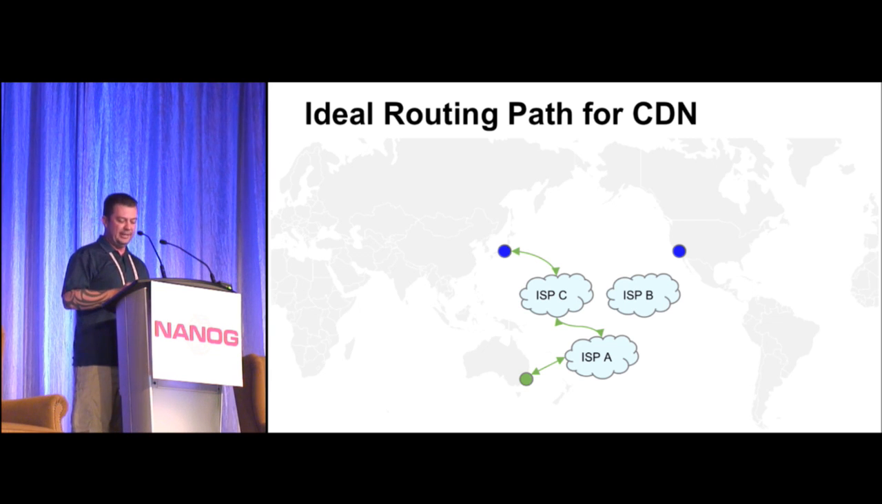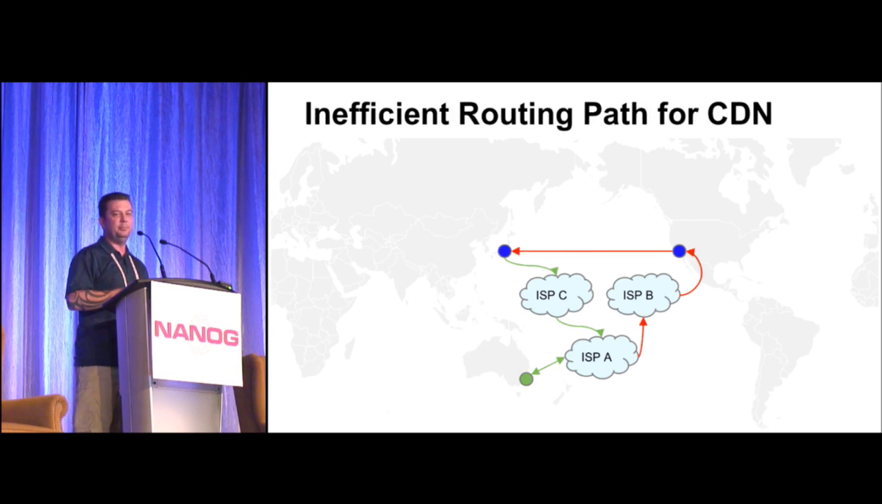Now, when we talk about the inefficient path, where it has to go through ISP-B, that same traffic now goes to the west coast of the United States, before it finally crosses the ocean yet again to get into Tokyo. And that could increase the delay by over 200 milliseconds round trip. That doesn't seem like a whole lot of time to you and I, taken in isolation.